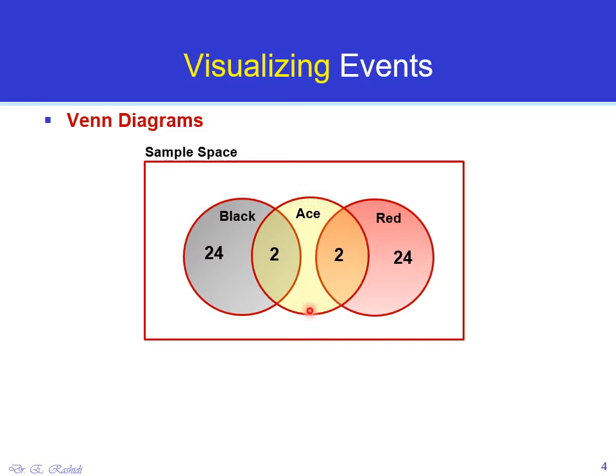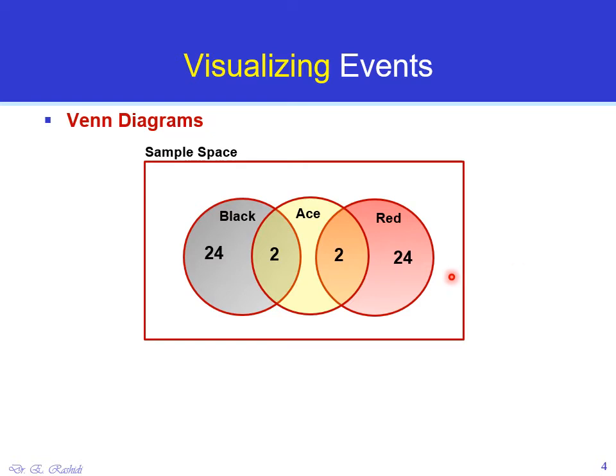Also, the possibility of outcome of ace, we have 4 aces. Also, this is red, right? We have 26 red cards. 24 of them are non-ace. 2 of them are ace. Also, for black cards, 26 black cards, 24 non-ace black cards, and 2 ace black cards. So you can see the commonality between these circles.